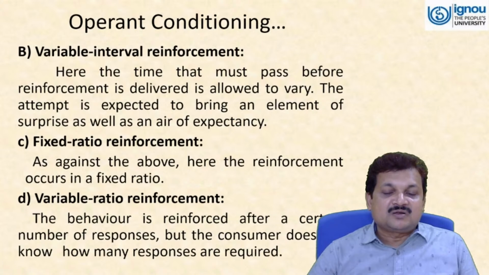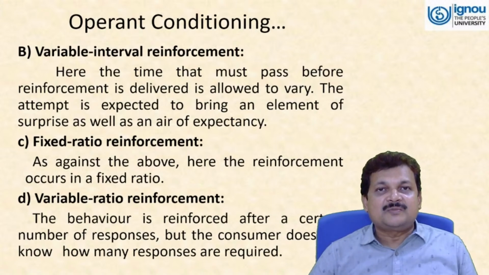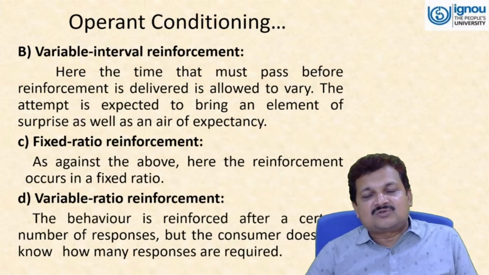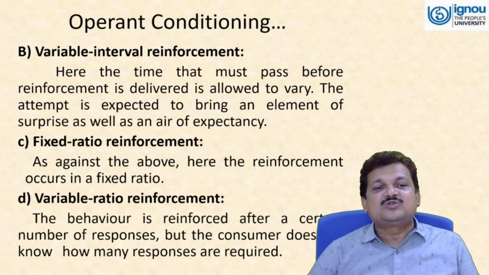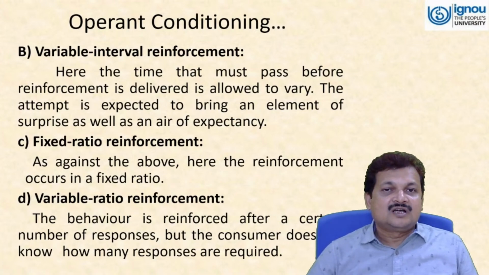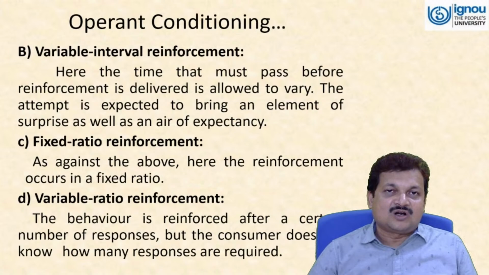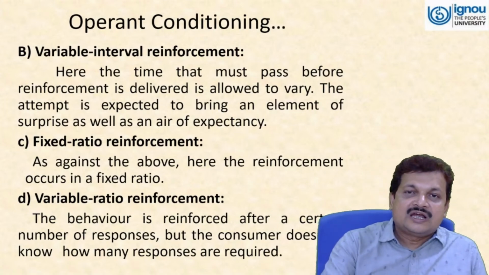Variable ratio reinforcement: the behavior is reinforced after a certain number of responses, but the consumer doesn't know how many responses are required. Sometimes the marketer is interacting with the customer and the customer is saying no. After several interactions, the customer might change his mindset and say yes. Means a proportionate number of interactions, a proportionate number of positive stimuli, is required to convert the negative behavior into the positive one. That is possible in variable ratio reinforcement.